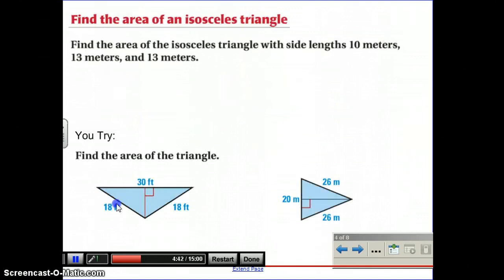Okay, let's go to the next example. It says find the area. So remember, area of a triangle is 1/2 base times height. We want the area of the isosceles triangle with side lengths 10 meters, 13 meters, and 13 meters. So let's draw this picture.